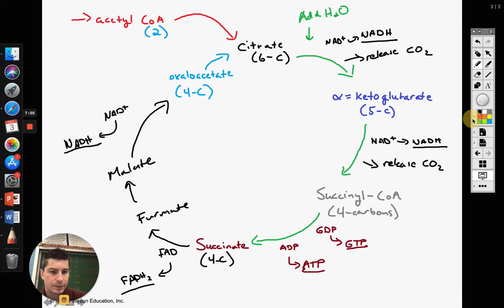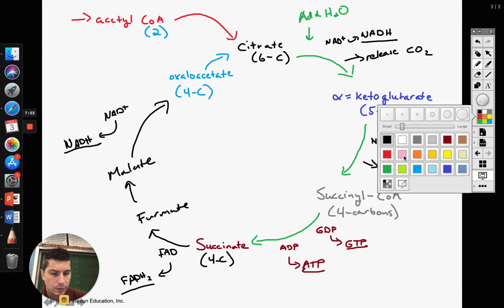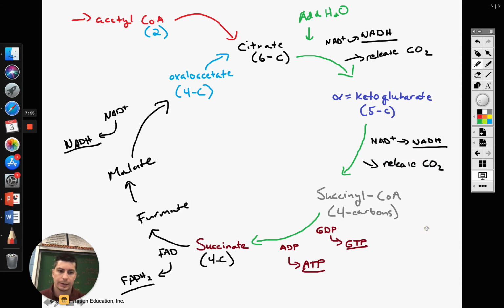Let me put this in a different color here. Go with a nice pink. So for products, guys, you can count them. Look, NADH, there's 1, there's 2, there's 3. FADH2, there's 1. GTP, there's 1. ATP, there's 1. And we release 2 carbon dioxides.